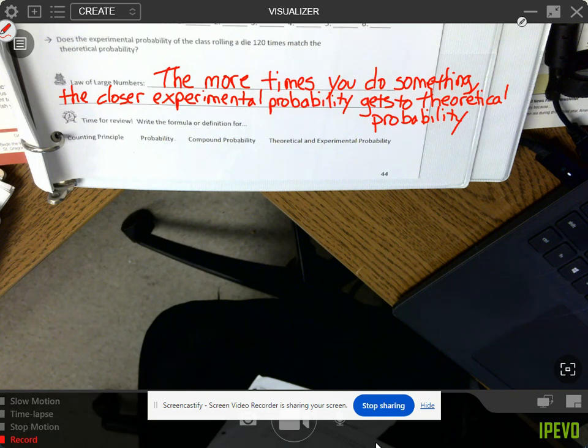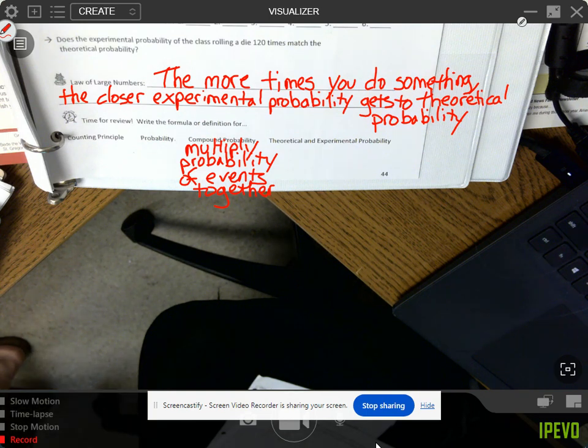Compound probability. Multiply probability of events together. So you find each individual event, what its probability is as fractions, multiply the top, multiply the bottom, find the percentage.